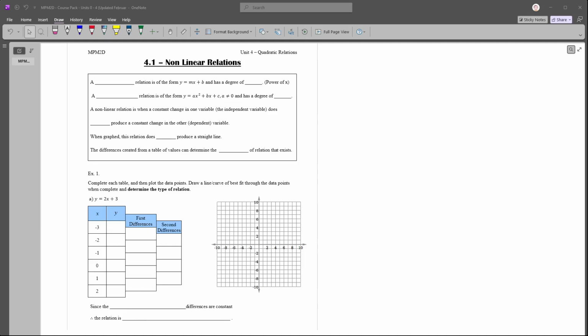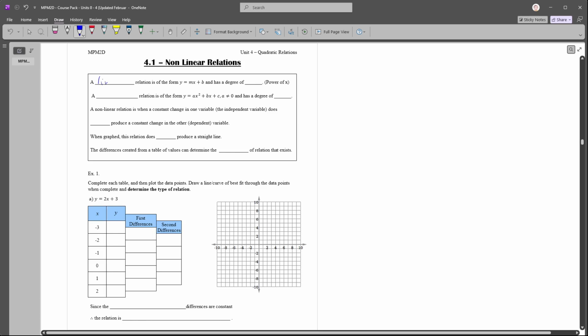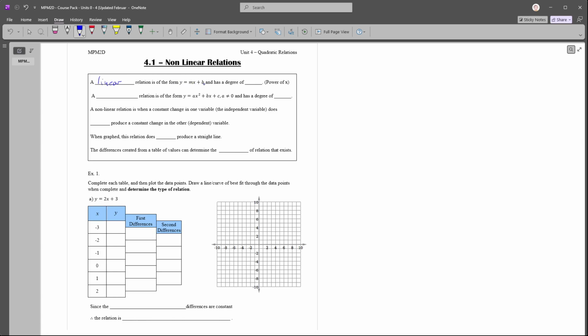All right, so let's move on to the next topic. So this is 4.1, non-linear relations. So we're basically getting into the idea of relations that are not going to be straight lines anymore. But just to recap, just so we don't lose track of what we knew before, we do know that a linear relation had this form y is equal to mx plus b.